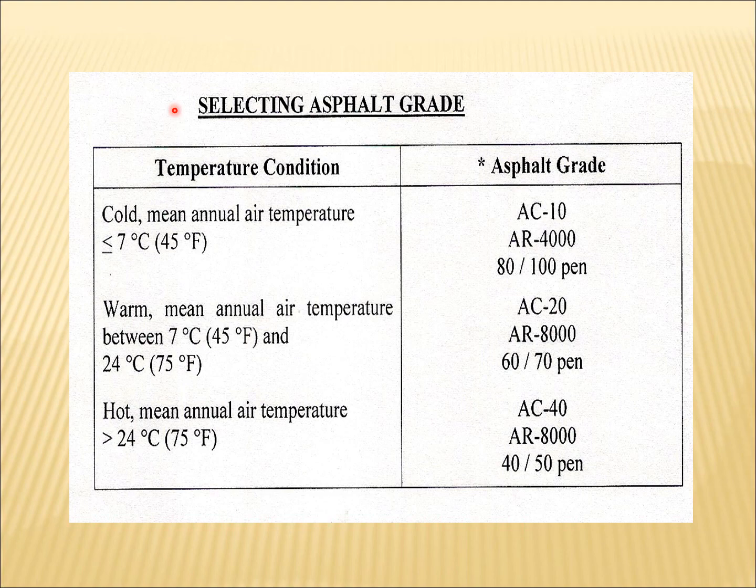So, selecting asphalt grade. Here you can see that three different conditions are highlighted: cold, warm, and hot. Cold condition means that the mean annual air temperature is less than or equal to 7 degrees centigrade. Warm means that the mean annual air temperature is between 7 degrees Celsius and 24 degrees centigrade. And in the hot case, the mean annual air temperature is more than 24 degrees centigrade. So look at the recommended asphalt.